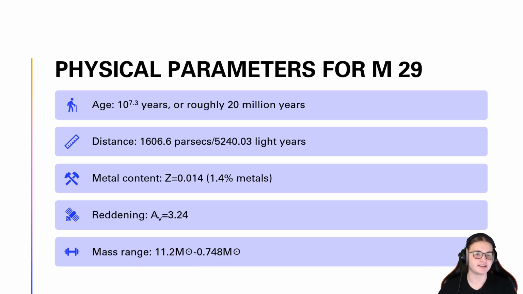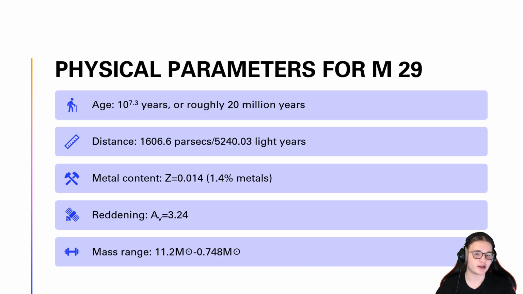Its metal content is Z equals 0.014, or about 1.4% metals, slightly heavier than the Sun's 1.2%, Z equals 0.0122, with metals in astronomy meaning any element heavier than hydrogen or helium, such as carbon, neon, and iron. The cluster's reddening is AV equals 3.24, meaning 3.24 magnitudes of extinction in the visual band, which is intense, but consistent with the patchy dust in the constellation Cygnus, where M29 resides.